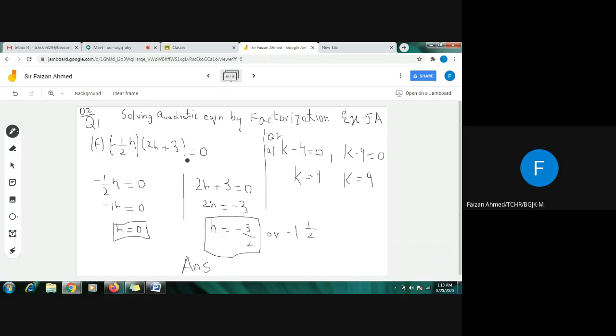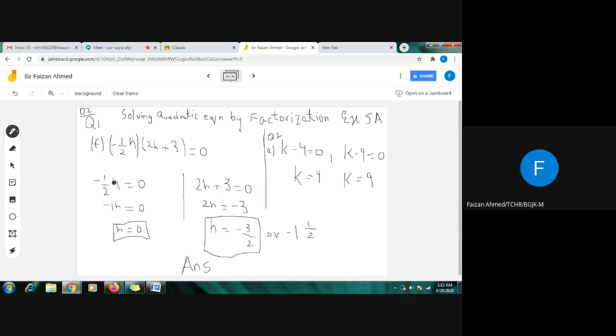So we know that the zero property is basically if the product of two numbers is 0, then one of these numbers will almost be 0. So we'll just equate them with 0 one by one. First we go with half h equals 0. When this 2 is divided on this side, it will go on the other side and be multiplied, and 0 multiplied by 2 will be equal to 0, and minus 1 h will be equal to 0. Then this minus 1 will go on the other side and get divided, so h will be equal to 0.